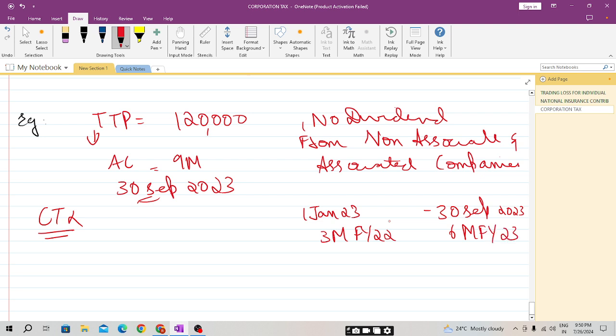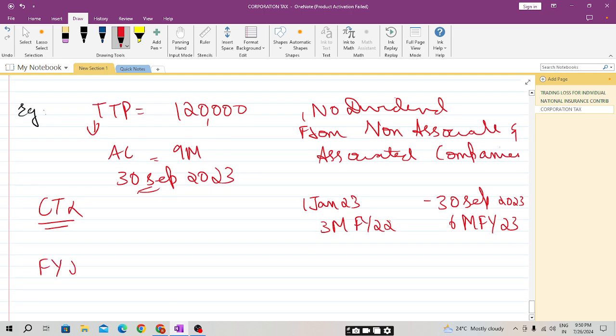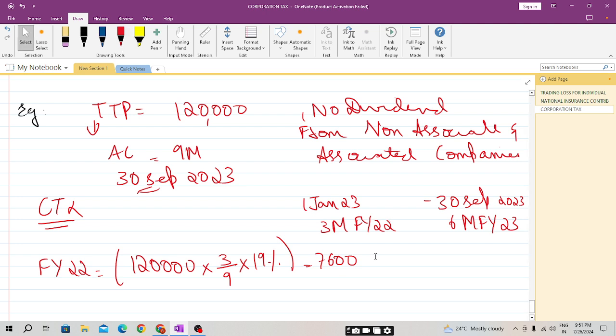Now calculate for financial year 22. The corporation tax liability will be on the 120,000 TTP. Corporation tax is paid on the TTP, but augmented profit is used to determine the corporation tax rate. This is 3 divided by 9 into 19%. I hope this point is clear. So it will be 7,600.